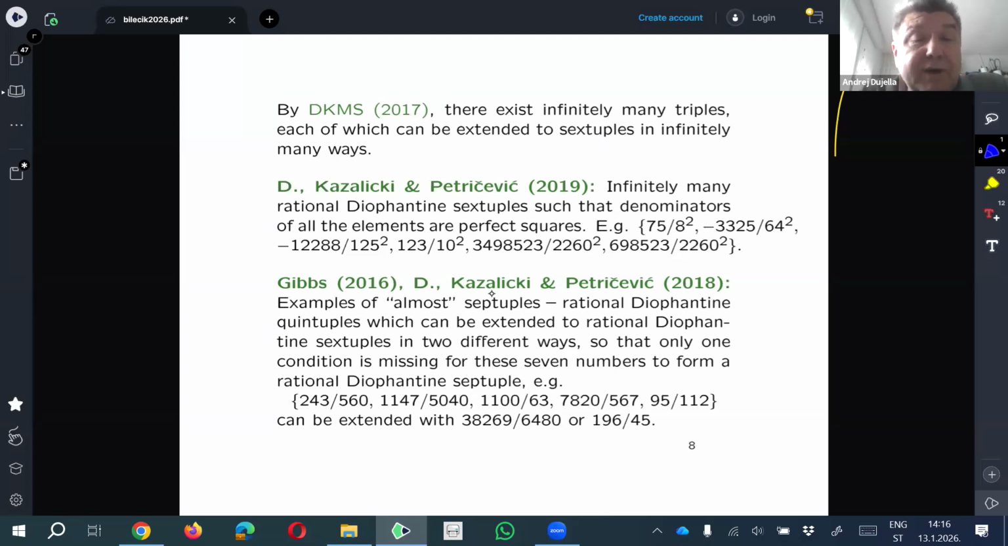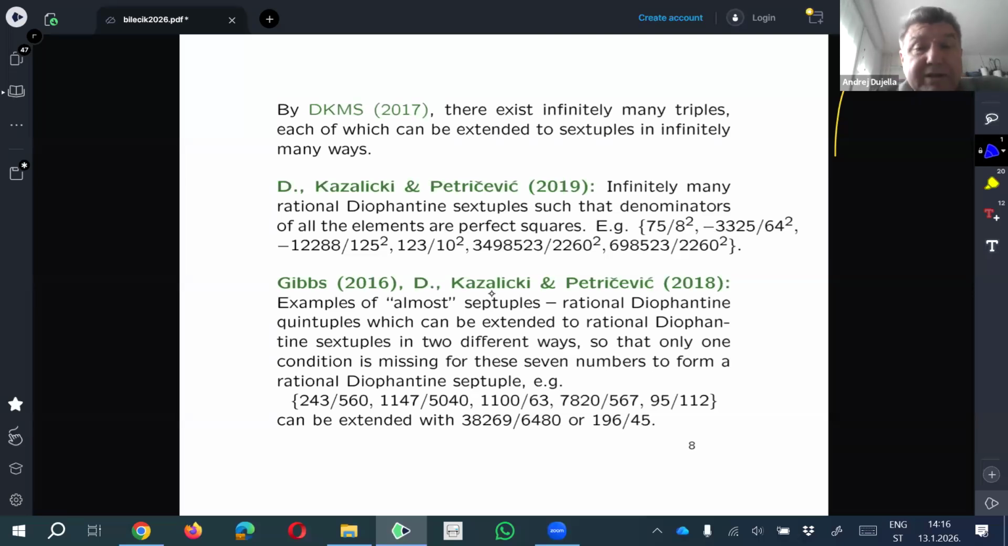Moreover, in joint work with Matija Kazalicki and Vinko Petricevic, we presented some alternative construction of sextuples, and in particular, we show that there are infinitely many sextuples satisfying some additional properties, like the one presented here. So if we want that all denominators are squares, there are infinitely many examples of that shape.